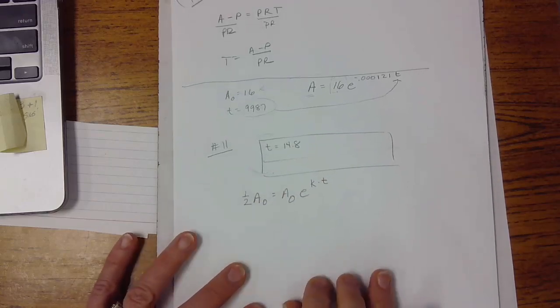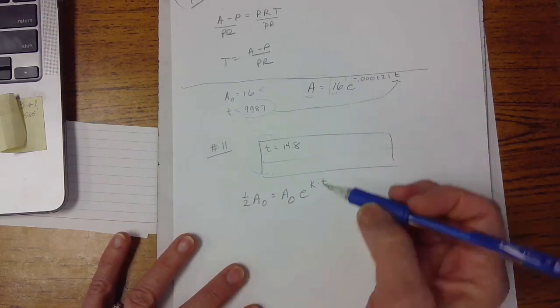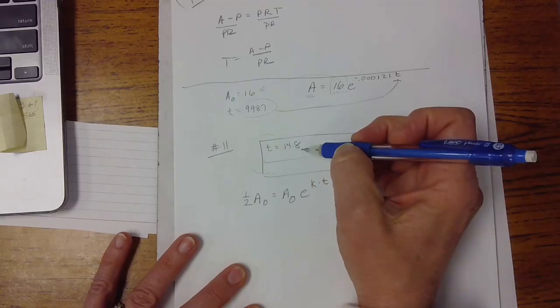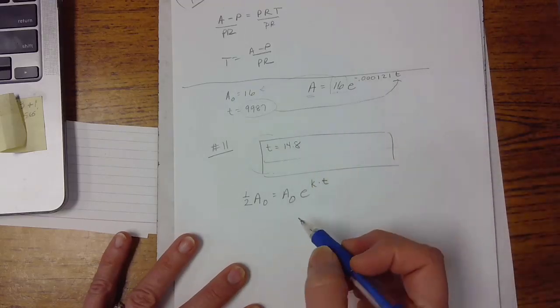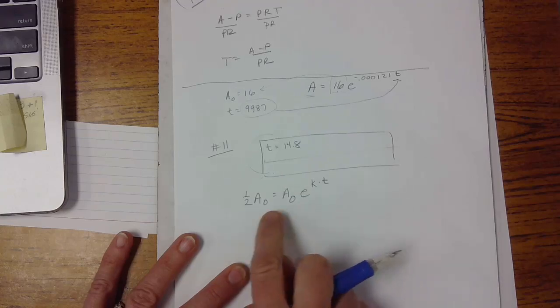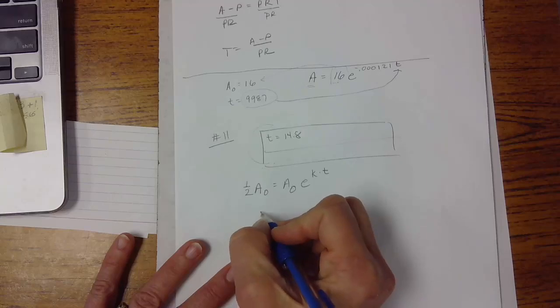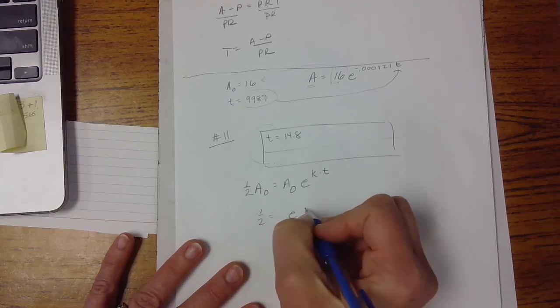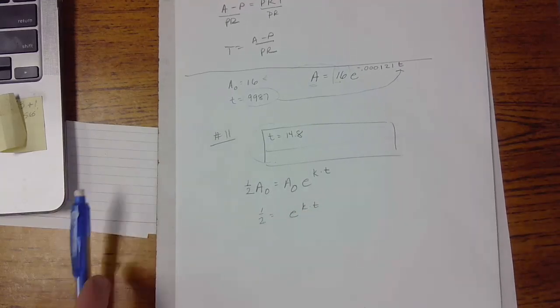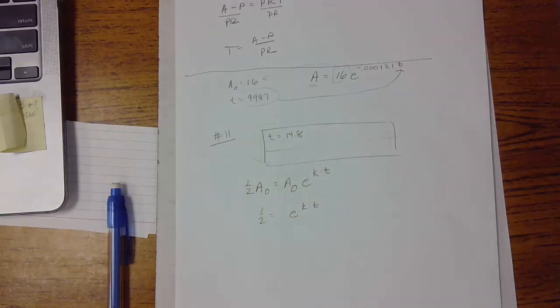And so I actually have enough information by just knowing that my t is going to be 14.8. But what I want to do is start off, think about if you have to divide both sides by A sub naught, what happens to A sub naught? They cancel. And so you're left with then 1/2 is equal to e to the kt power. And then, as we did in 4.5, what did we do to solve, since the k and the t are in the exponent? Yeah, you're going to take the natural log.